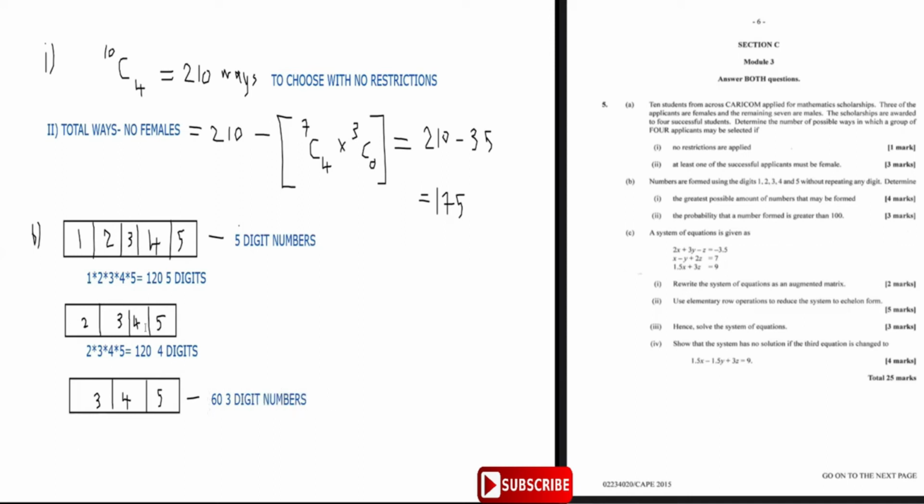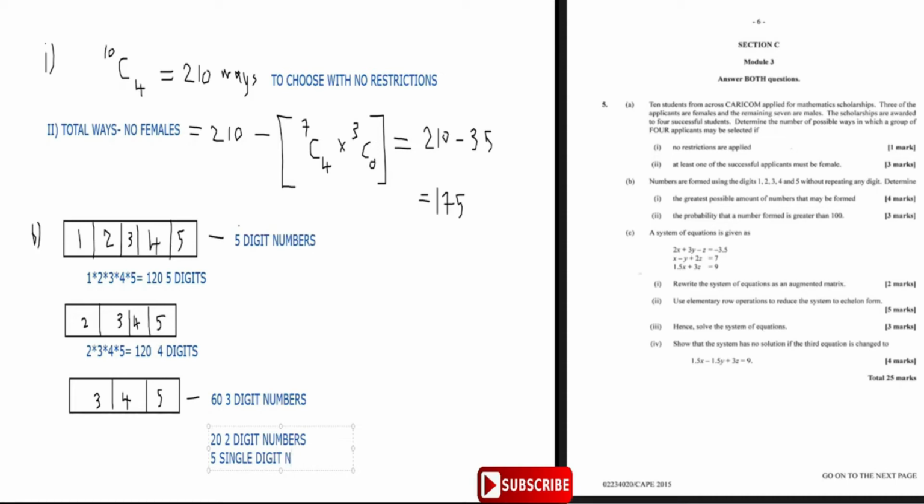And then how many 2-digit numbers? I can already see the trend. 5 times 4 is 20. So there are 20 2-digit numbers that can be formed and 5 single-digit numbers.